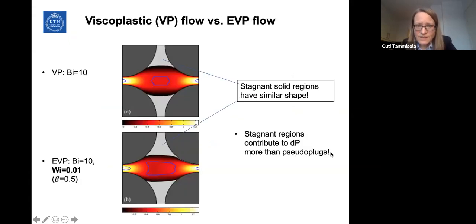The physical reason for this is mostly that these fouling regions, the real stagnant solid regions, still have a similar shape. These are the ones that are important for the pressure drop here, because they are basically deciding how wide the channel is for the flow to pass through. So it looks like because these regions are similar, we get a similar pressure drop.